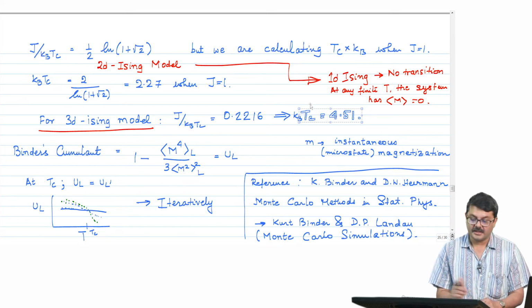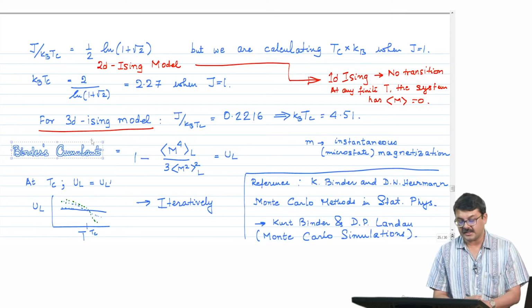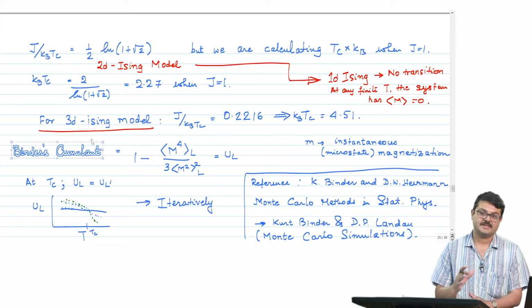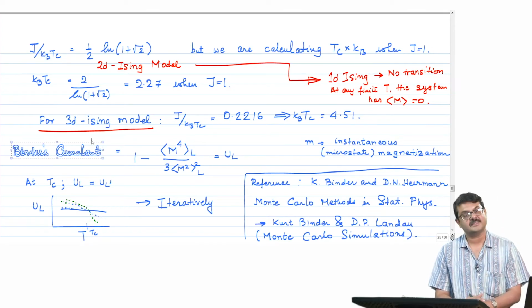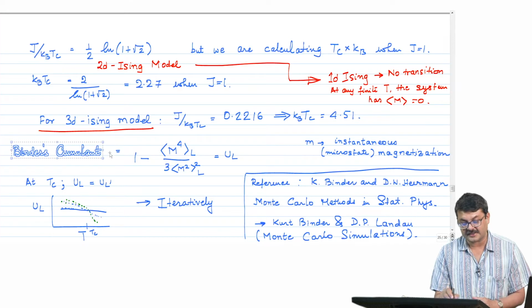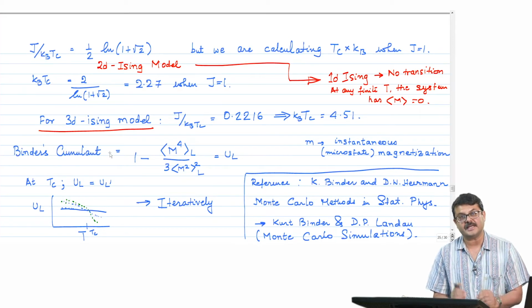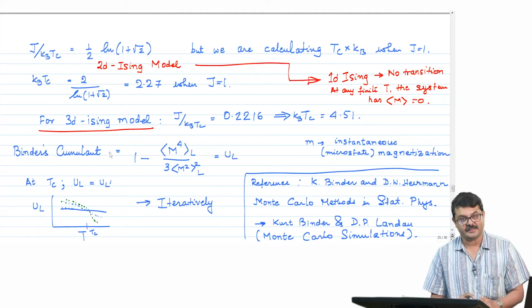The way you do it is by calculating the so called Binder's cumulant, and where it comes from and so on and so forth is out of the scope of this course. One needs some more statistical physics, some scaling theory, some finite size scaling analysis to understand from where this Binder's cumulant comes from. Here I shall simply tell you the method to identify the exact critical point.